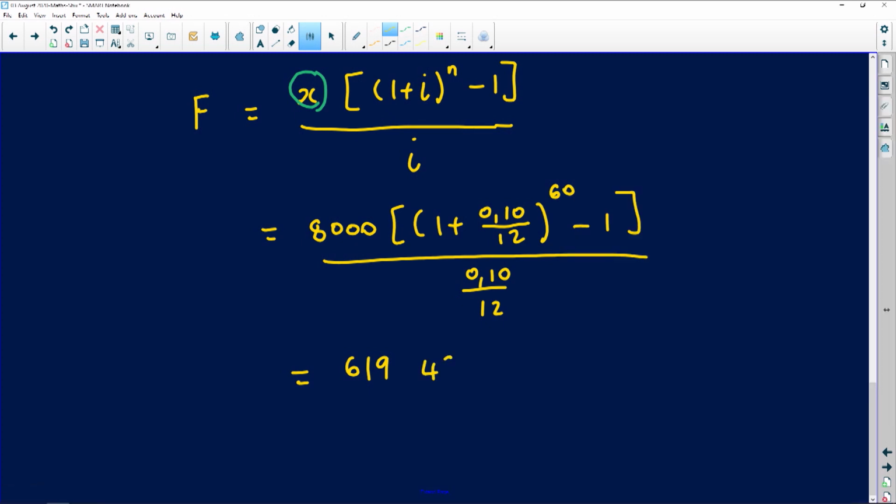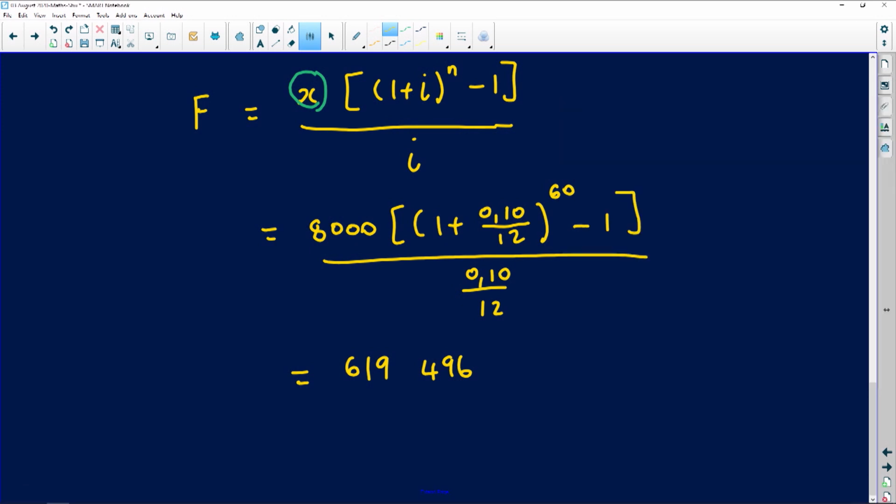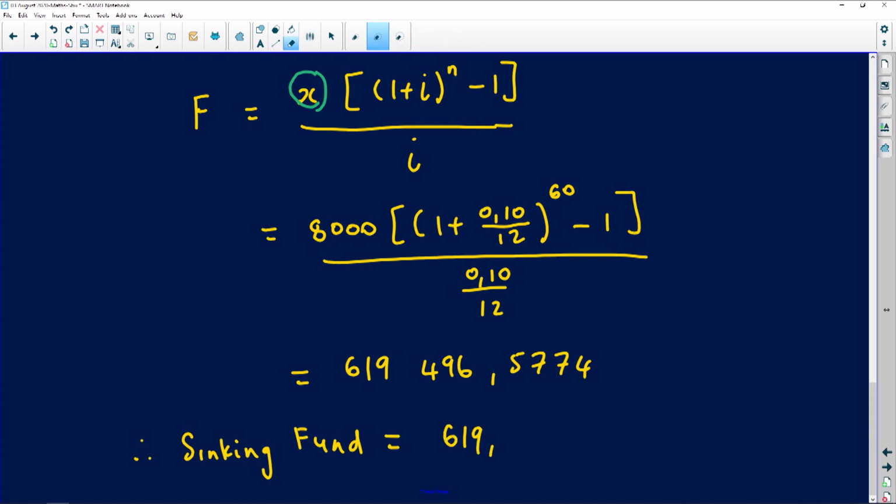496. Right, 496. And the final part there is 0.5774. This is what you're ending up with. This is money. So the value of the sinking fund is that the sinking fund has inside it 619,496.58. Don't put a comma there. We're not Americans. We only put a comma after all the numbers are there. This is what the total amount is that we're ending up with here.